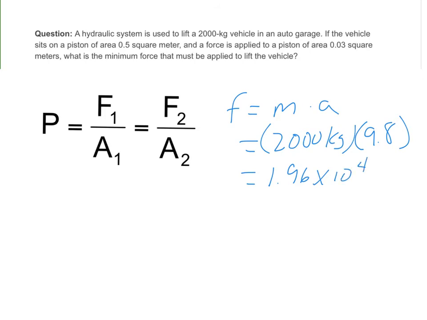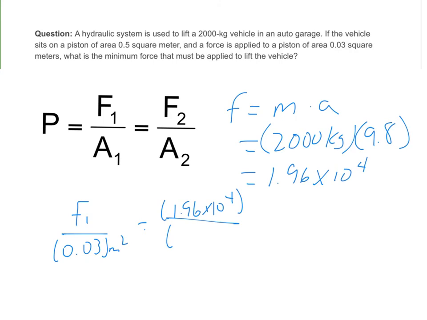So let's plug in our information. We know that our F1 is our unknown. We know that our area 1 is going to be 0.03 meters squared. Our F2 is 1.96 times 10 to the fourth, and our area 2 is 0.5 meters squared. Now we'll do our simple algebraic solution, and we find out that our F1 is going to be 1,180 newtons.